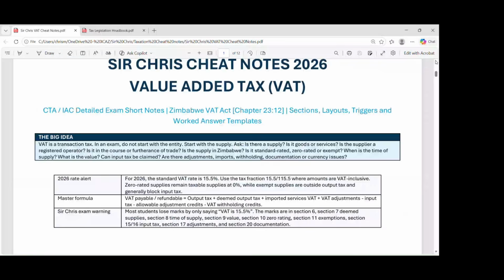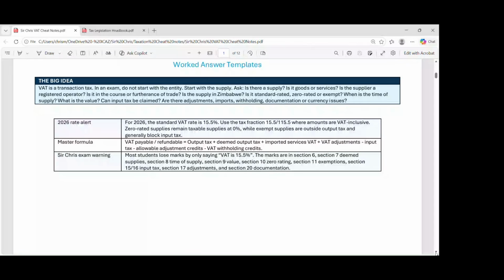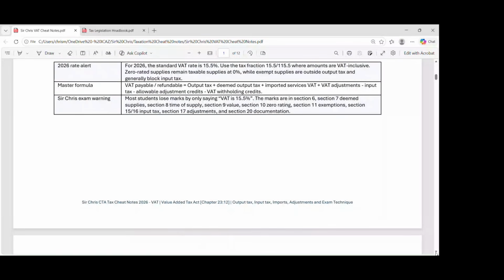The master formula for VAT, your VAT payable or refundable, is your output tax plus your deemed output tax plus imported services VAT plus VAT adjustment. Can you see the master formula there? Then minus input tax, which is your allowable credit, your input minus allowable adjustment credit minus VAT withholding. It's just the master formula.